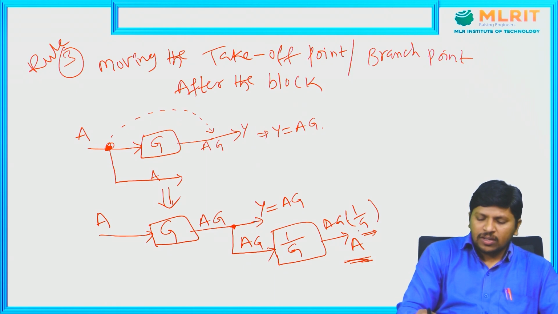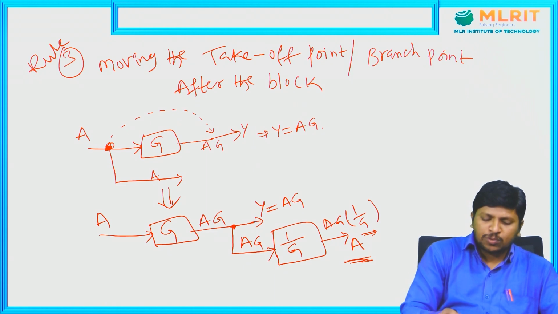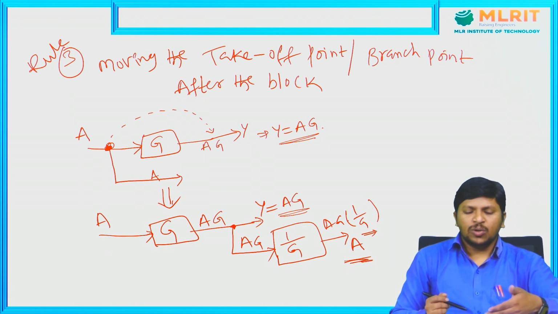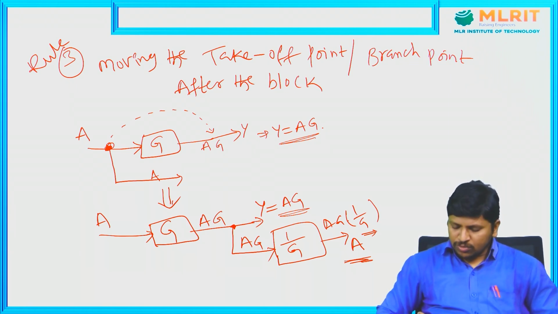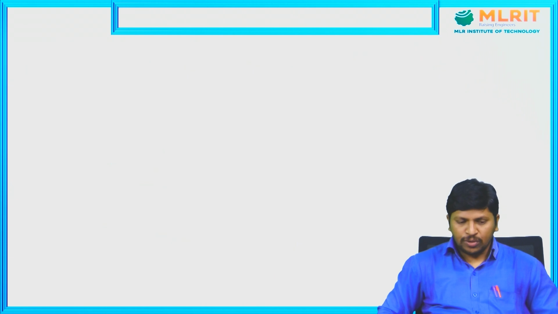So finally I got the A value and output is AG only. Here also output is AG. There is no difference. So this rule is applicable, right? Next, coming to the rule 4.